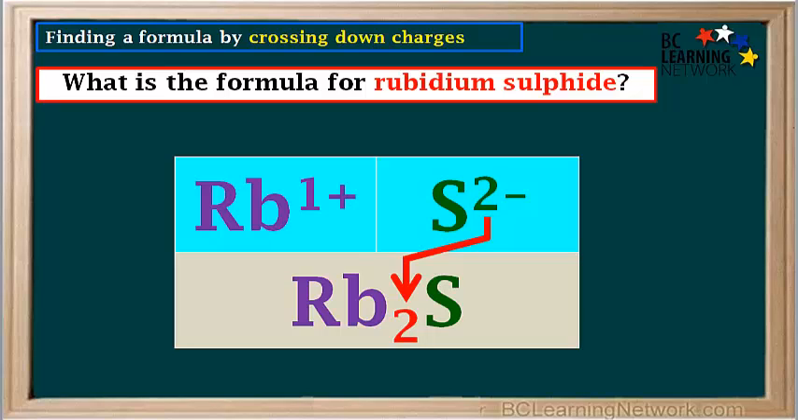We make all subscripts positive. This is what we mean by crossing down a charge. We bring it down and cross over to the other atom. We do not bring the 1 down from the charge on the metal. 1s are not written as subscripts, so we just ignore 1+ or 1- charges. So Rb2S is the final formula for rubidium sulphide.